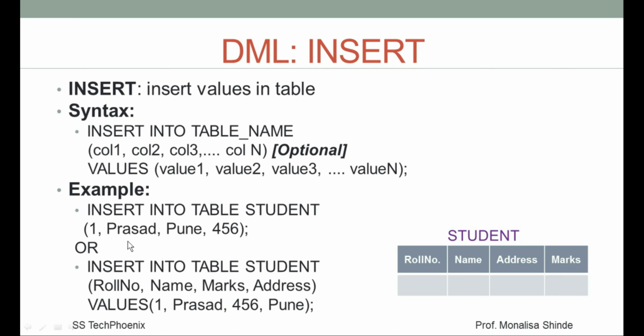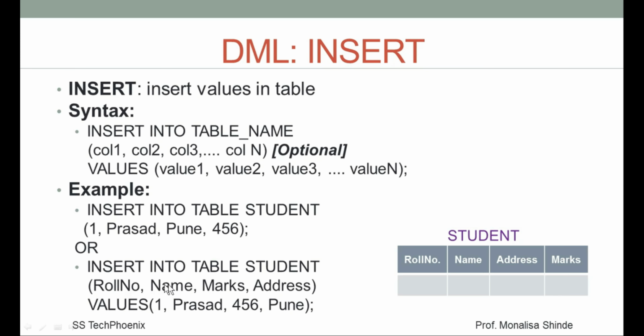1 will go into roll number, Prasad into name, Pune into address and 456 into the marks column. So here we knew in which sequence all the columns are in the table. That's why we have dropped the second statement of columns. But if we forgot the sequence in which the columns occur, then we can write like this.